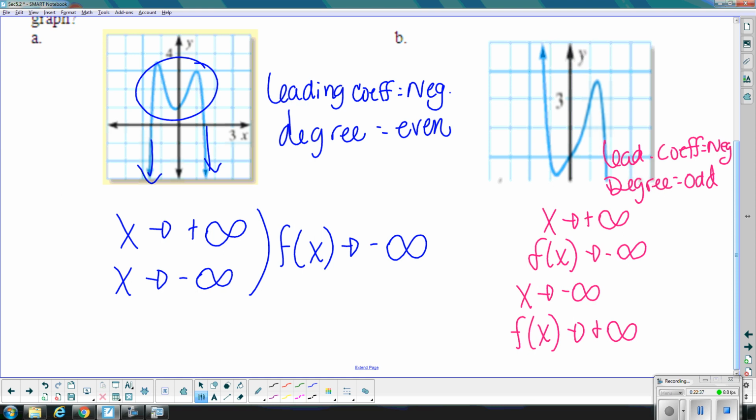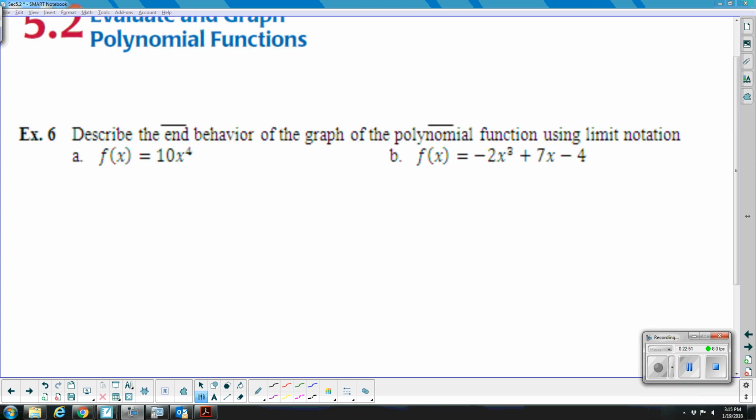And the reason I know that is just by looking back at that end behavior of polynomials cheat sheet graph that you have. It's in the top right corner. All right, the next question that you see on your note sheet is to describe the end behavior of the graph of the polynomial function using limit notation.